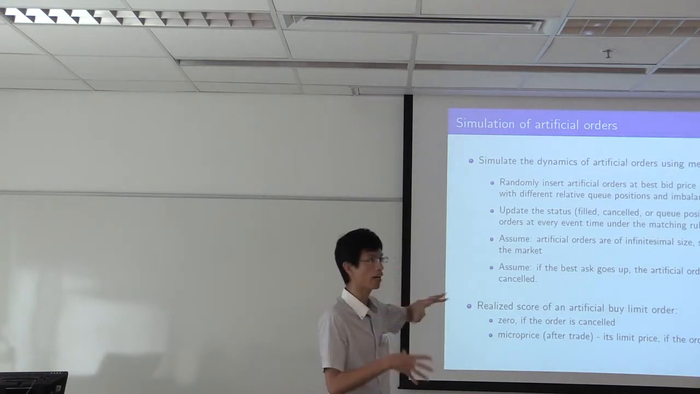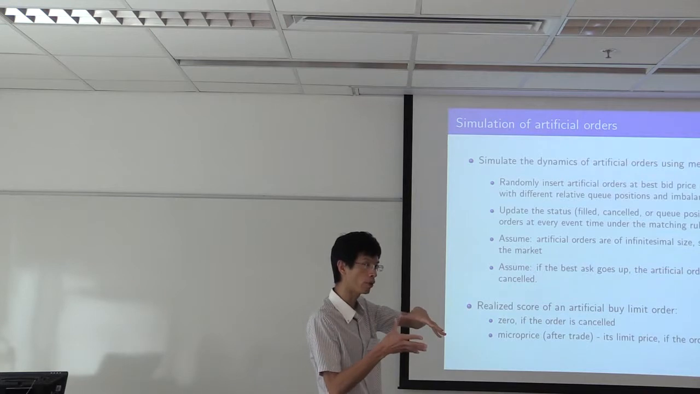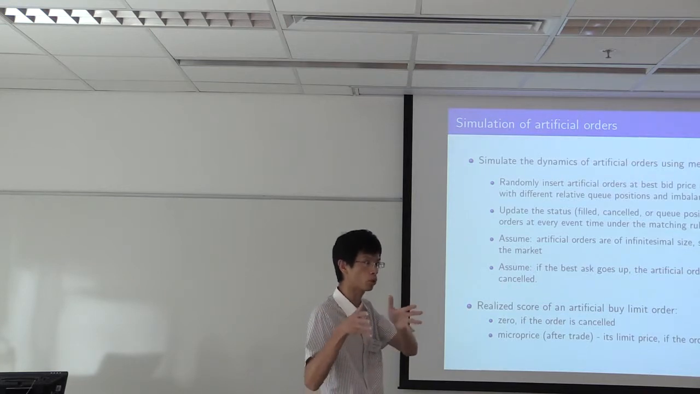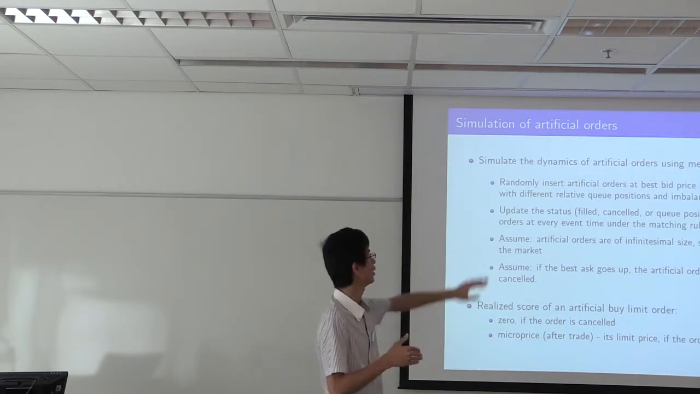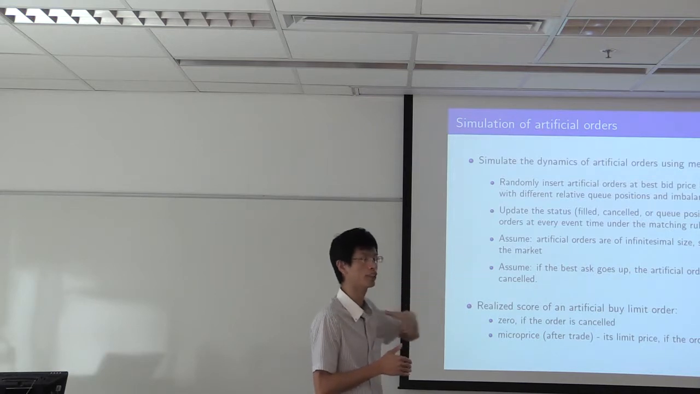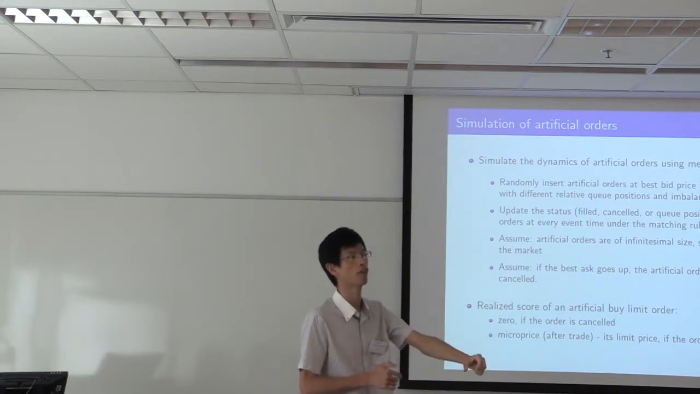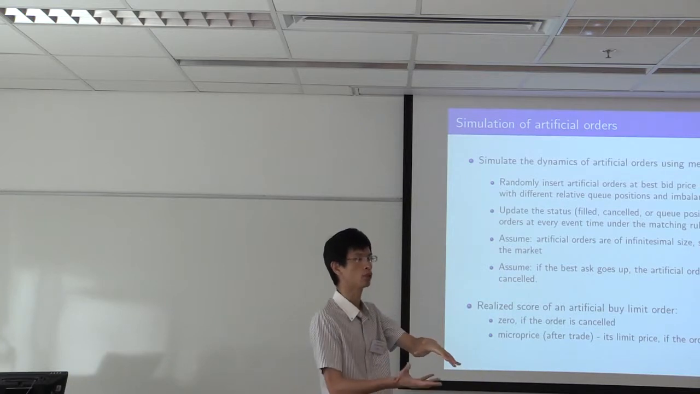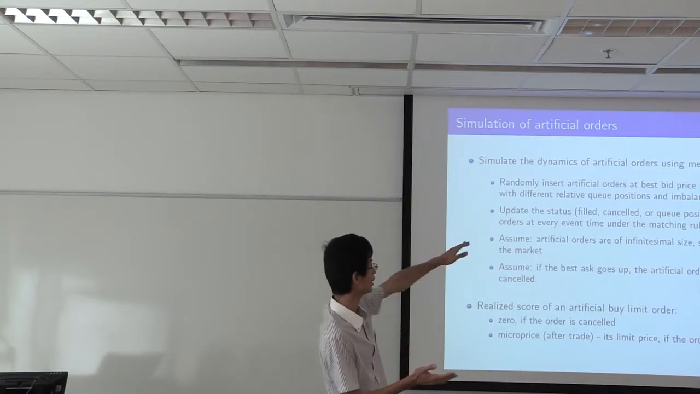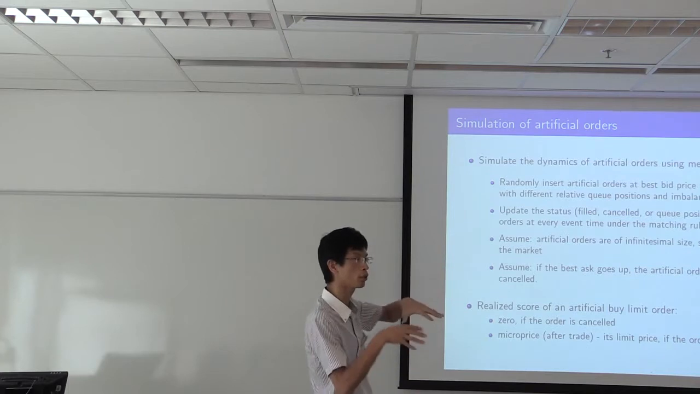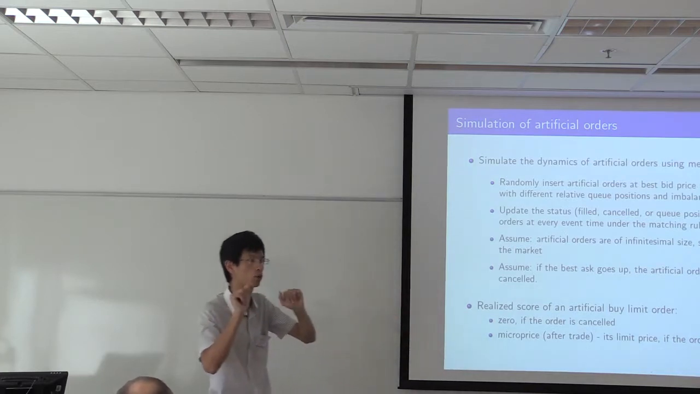But as I mentioned, we are looking at the performance of a limit order conditioned on some microstructure features. So now imagine, forget about these artificial orders, you have an order at the front of the queue. We want to measure its performance, and this is what the artificial order is doing. So you need to condition it on some microstructure features.